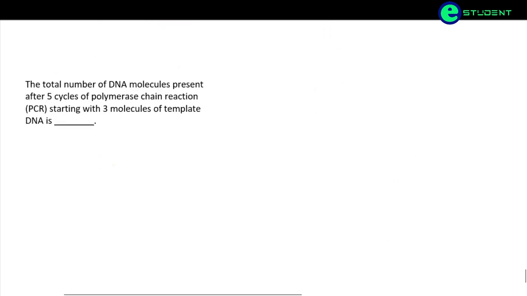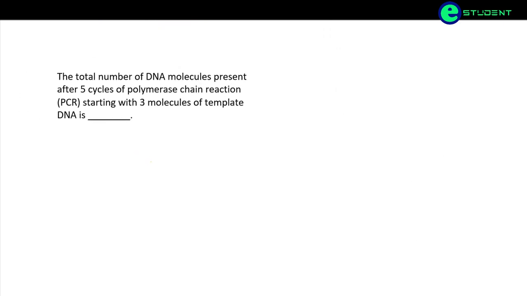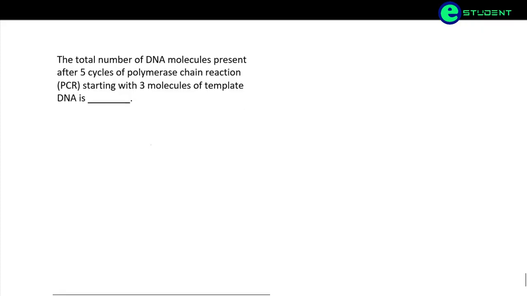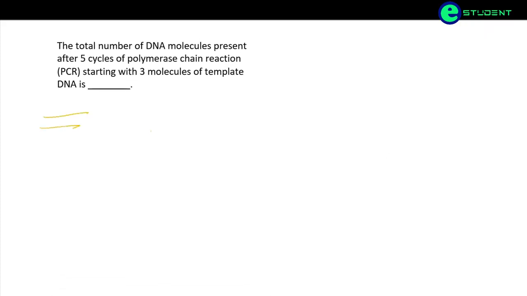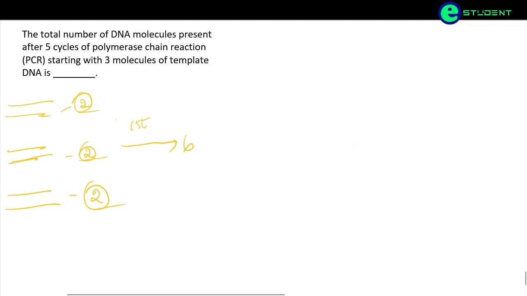Now the next question: the total number of DNA molecules present after 5 cycles of polymerase chain reaction starting with 3 molecules of template DNA is. Here they have given that there are 3 molecules of DNA, and they are going through a PCR cycle 5 times. So how many DNA molecules are produced? Each is going to produce 2 after one cycle. So 2, 4, 6. After the first cycle we have 6 DNA molecules.